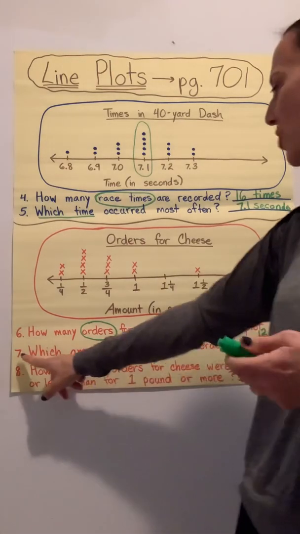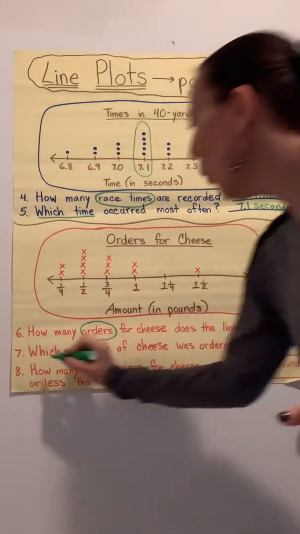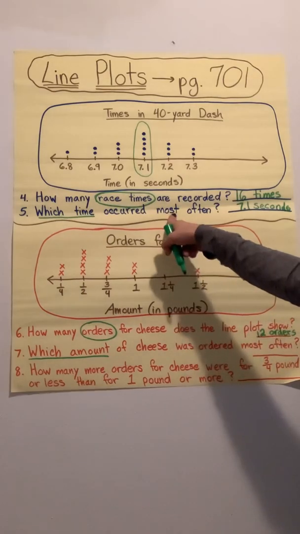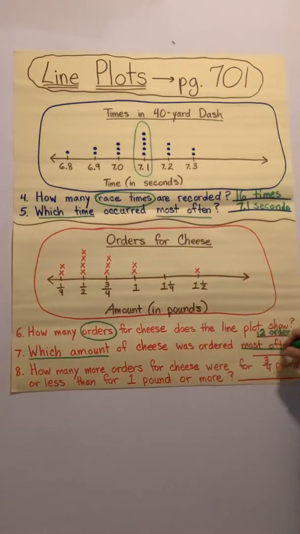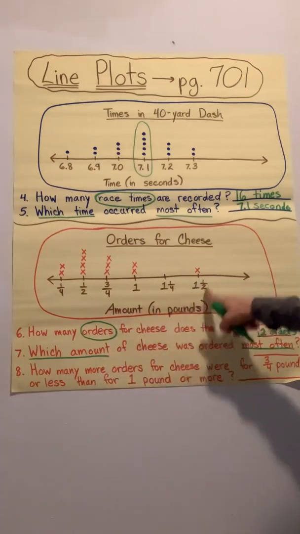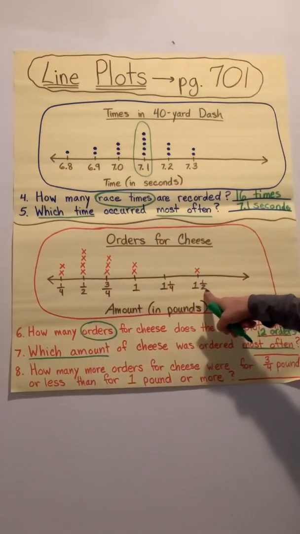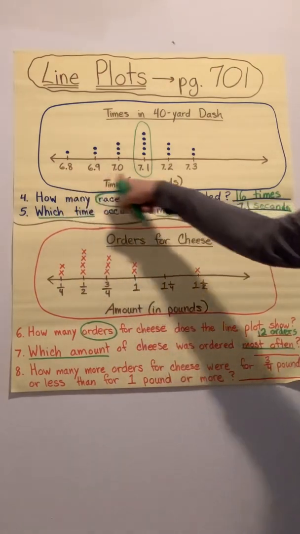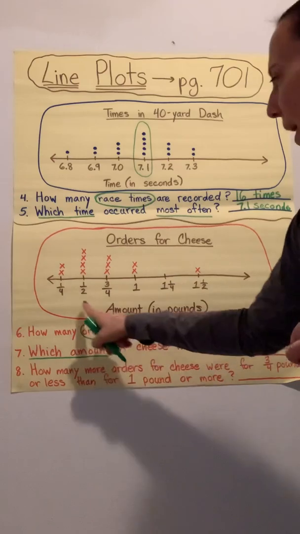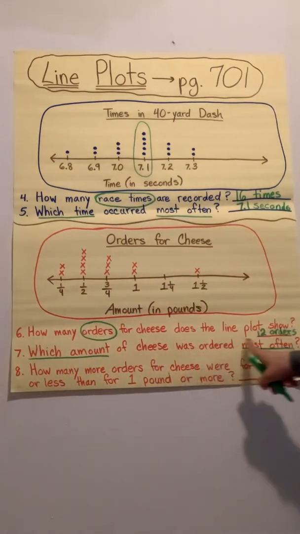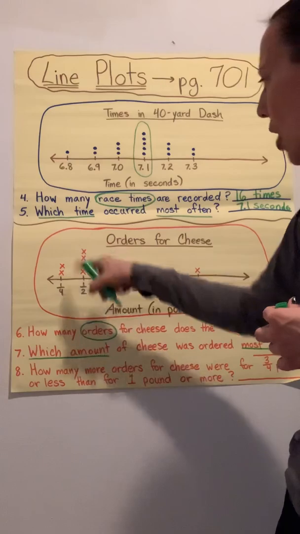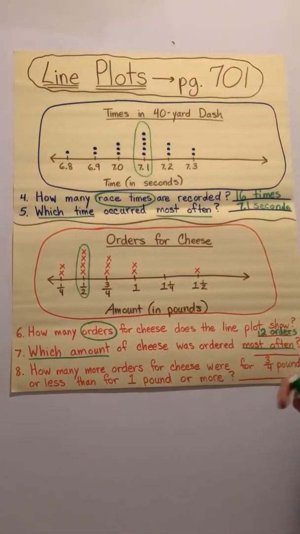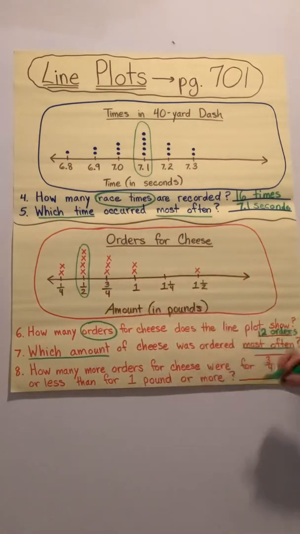Okay. Question number 7 asks me, which amount of cheese was ordered most often? So very similar to this one, most often. Which amount, which one of these numbers was ordered most often? Just like when this one asked me which time, I was looking at these numbers. When this one asked me which amount, I'm looking at these numbers. Which one was ordered most often? I'm looking for the tallest one. Oh, it's clearly this one. It's got more X's than any other number. So my answer should be 1/2.